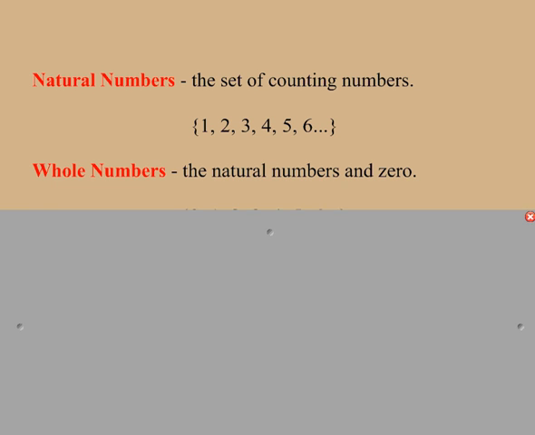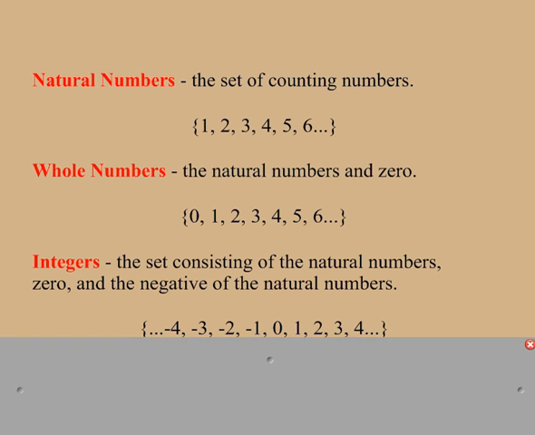Expanding this set of numbers, we include 0. Whole numbers are the natural numbers and 0. So you can see the set of whole numbers here, again going all the way to infinity. Expanding our understanding of numbers even further, we include negative numbers. So this set is called the integers, and it is the set consisting of the natural numbers, 0, and the negative of the natural numbers.